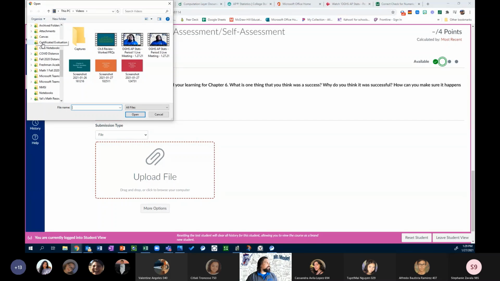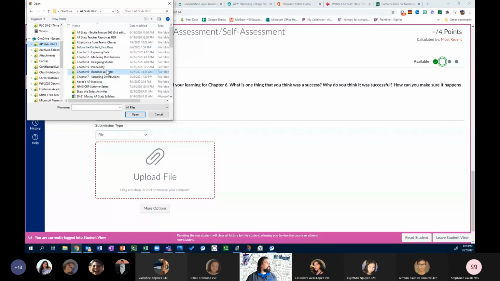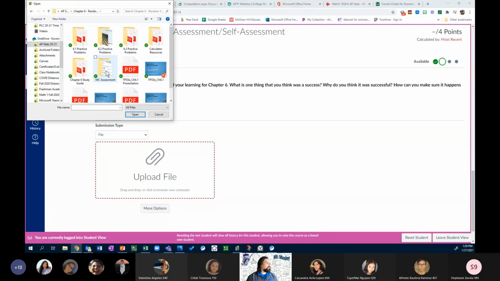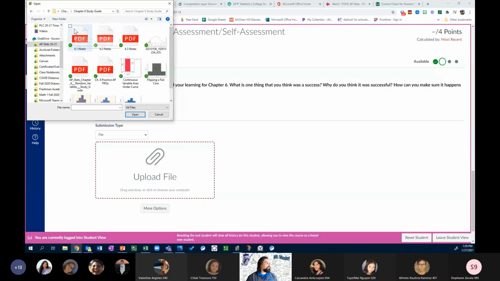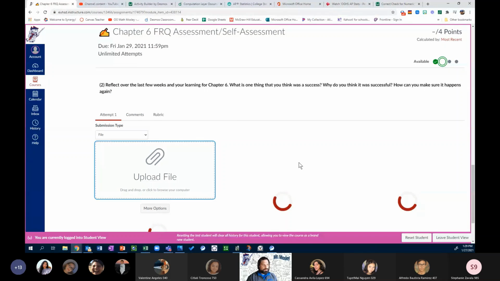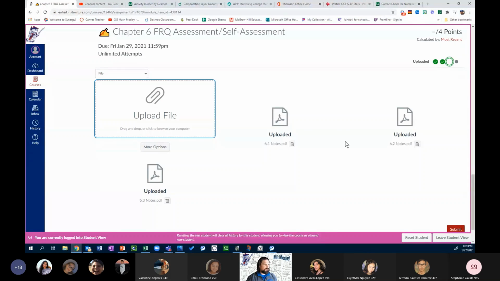Where's my stuff? Let's see. I have lots of files. Here we go. I wonder if it'll let me do more than one. Let's see. Nope. Oh, maybe. Hey, there we go. We can do more than one. Hey, found out something new today. So there you go. Lots of files to upload.